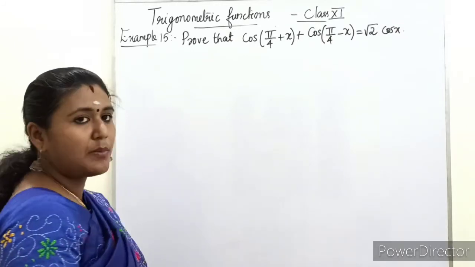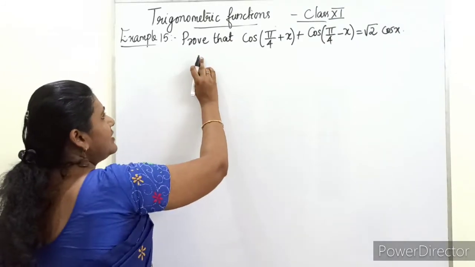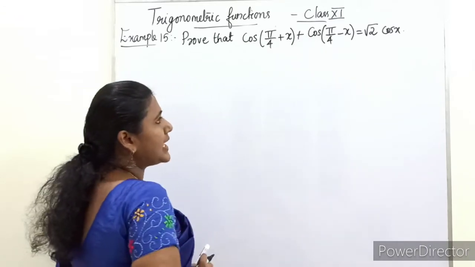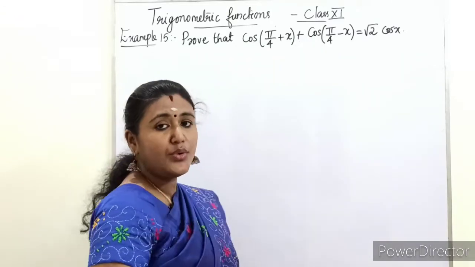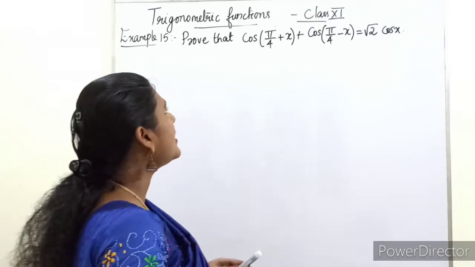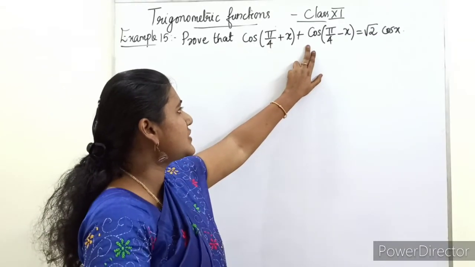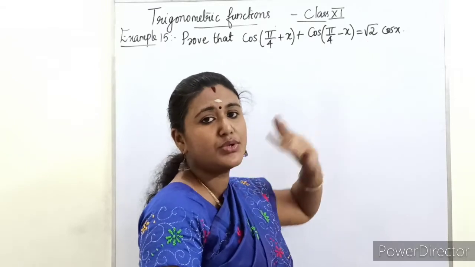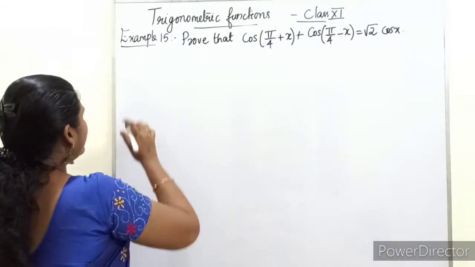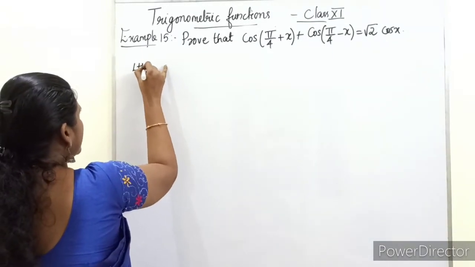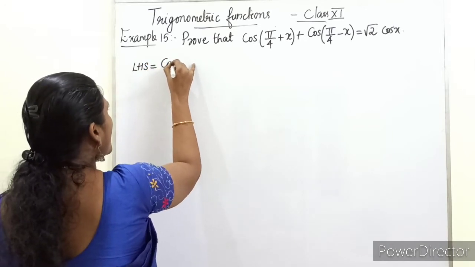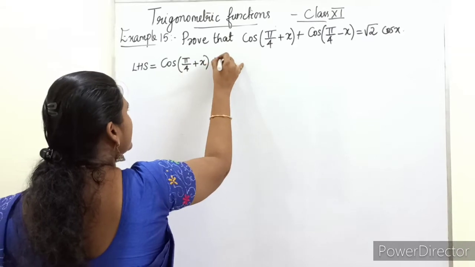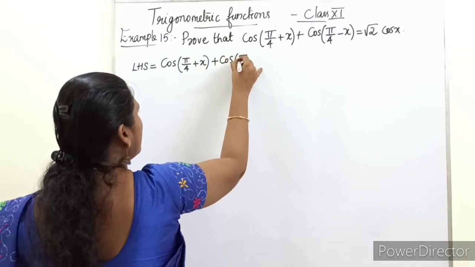Next question, example 15. Prove that cos of pi by 4 plus x plus cos of pi by 4 minus x is equal to root 2 into cos x. So here you see the left side expression you have to simplify and you should get the answer as root 2 cos x. So here we will start with the left side expression. So LHS equal to cos of pi by 4 plus x plus cos of pi by 4 minus x.